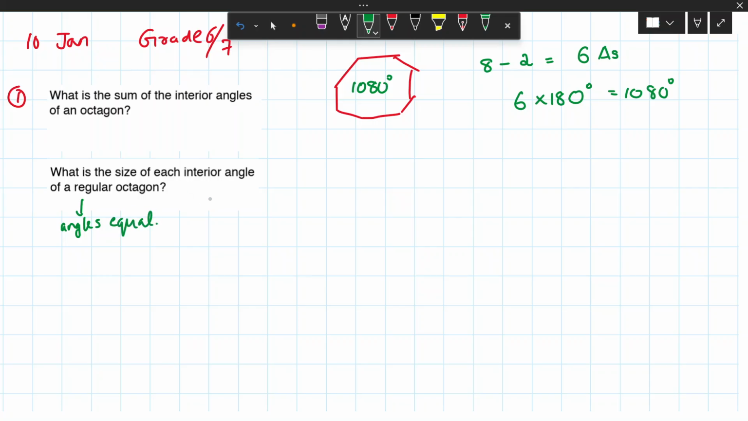How much does each person have? So I have to divide 1080 among 8 of my friends. So that would be 135 degrees. So that's your total angle, and you divide that by the number of sides. That would give you how much is each of these interior angles. So that tells you each of those interior angles is 135.